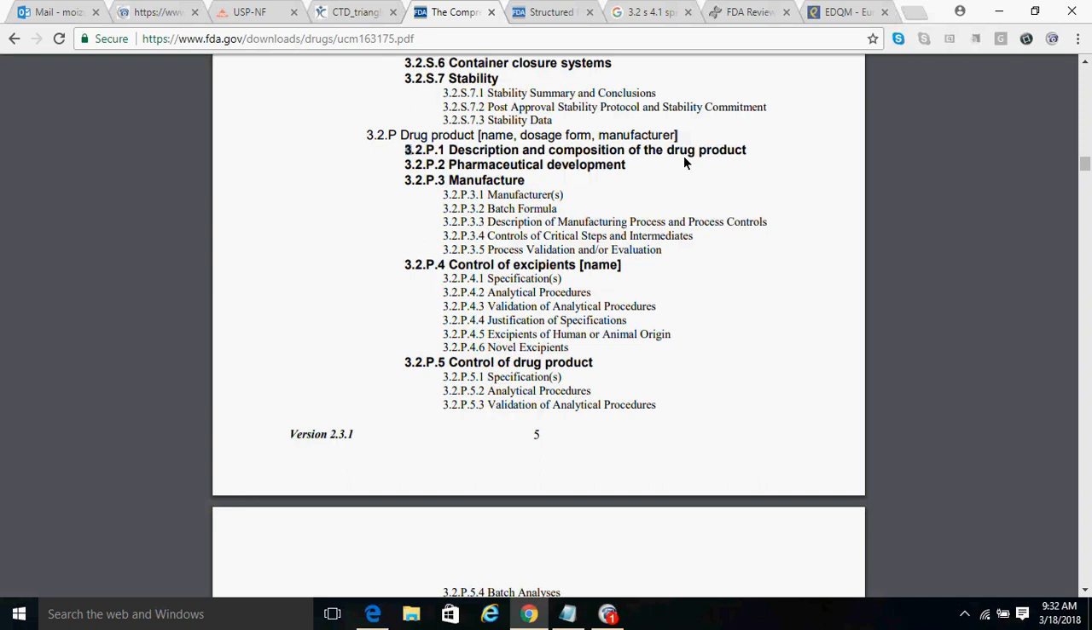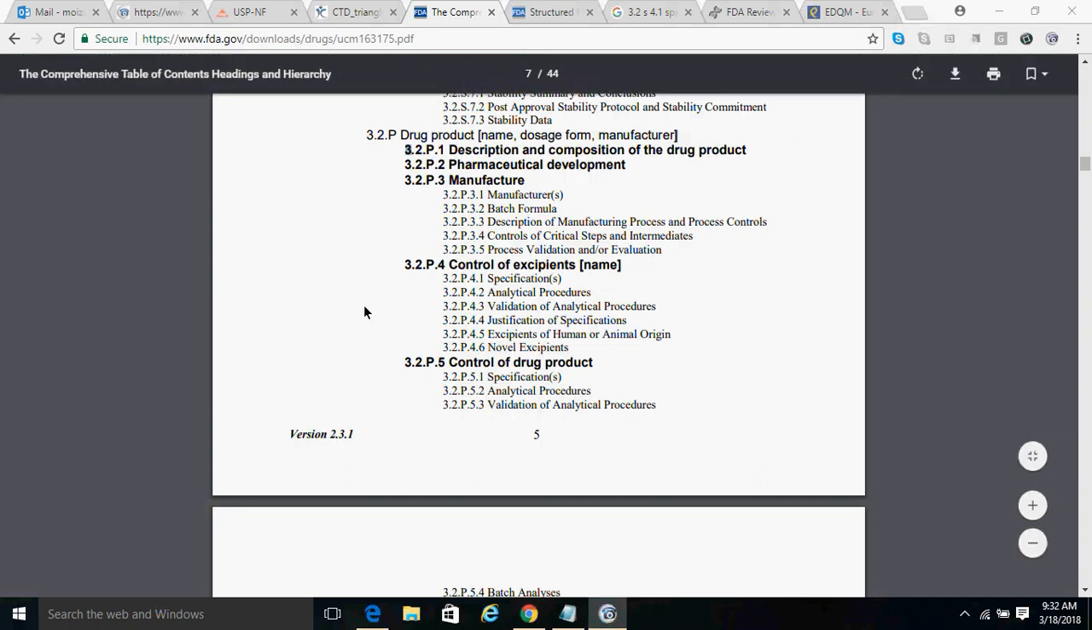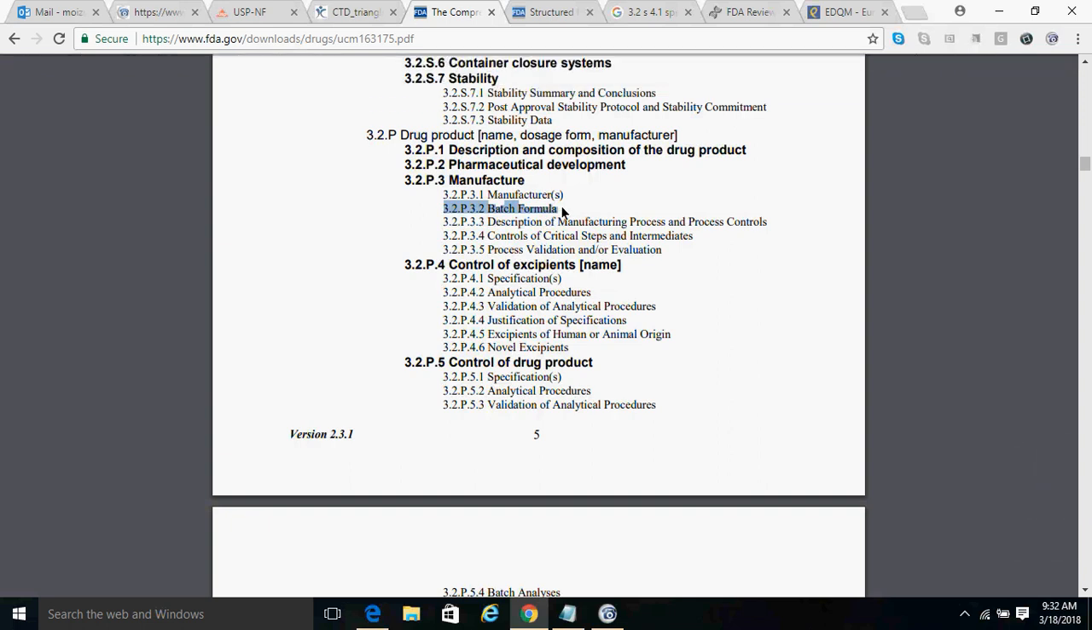In SPL, in the first class, we talked about SPL. We also provide that, and we have to update this one: who is the manufacturer, and what is the point of contact. The second section is 3.2.P.3.2, batch formula. What is the batch formula for one batch? What ingredients go in? What components go in? This information is also provided to you by the manufacturer and quality control people who work with you. All you have to do is put it in a section format.